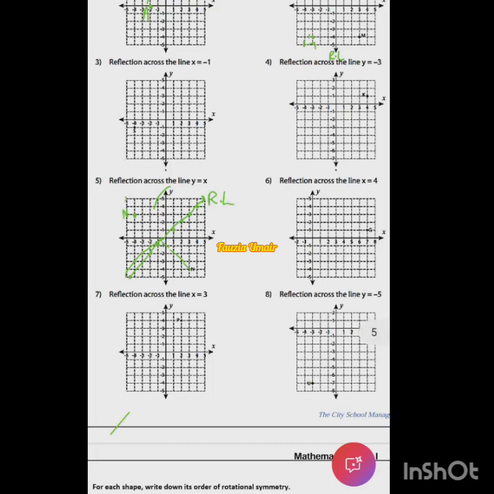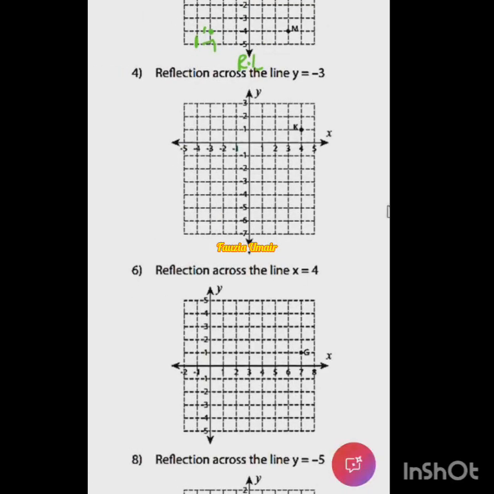Where will y is equal to minus 3 be, Zainab? Y is equal to minus 3. Ma'am, right, like on the minus 3. This is y is equal to minus 3. Just draw a line here. Yes. This is your reflection. Right? Any question in this?